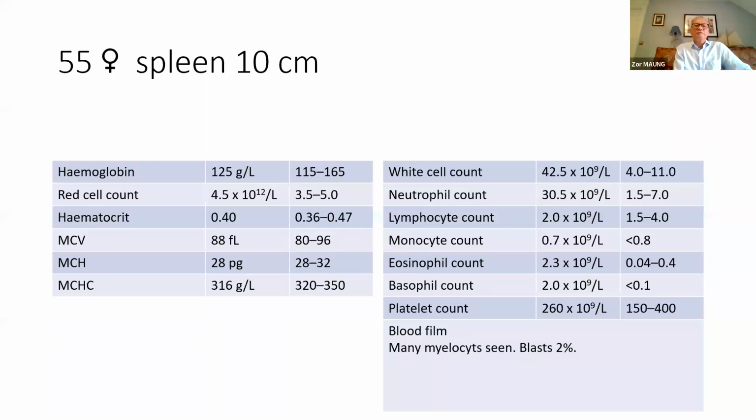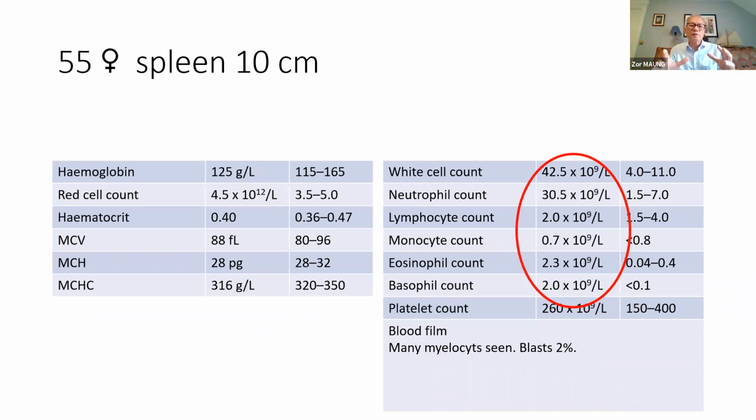For example, this is a 55-year-old woman with splenomegaly. The spleen is about 10 centimeters. On her blood count, hemoglobin is normal, MCV is normal, but the white cell count is increased, and it is mainly neutrophils. So it could be neutrophilia, but she does not have any features of acute inflammation like pneumonia or acute bacterial infection. So then you think, could it be due to an underlying bone marrow condition called chronic myeloid leukemia, and the blood film tells you there are many myelocytes and some blasts are present. So you work it out.